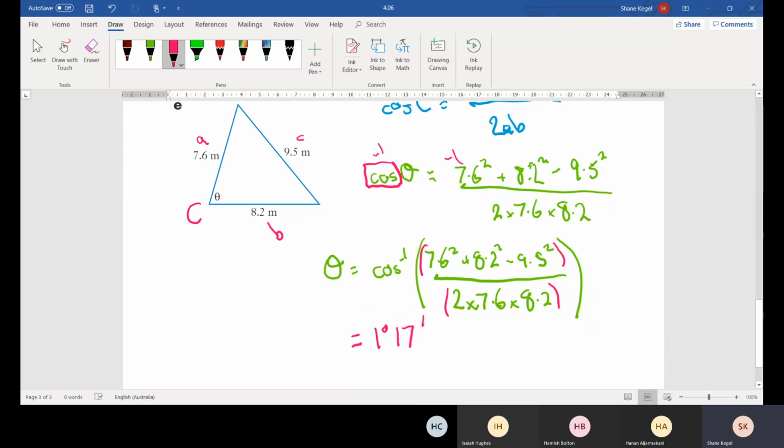Okay, so I'm getting my decimal value, so I'm going to press my degrees, minutes, seconds button, and that converts it to degrees and minutes. So I'd assume this angle is 1 degree, 17 minutes.